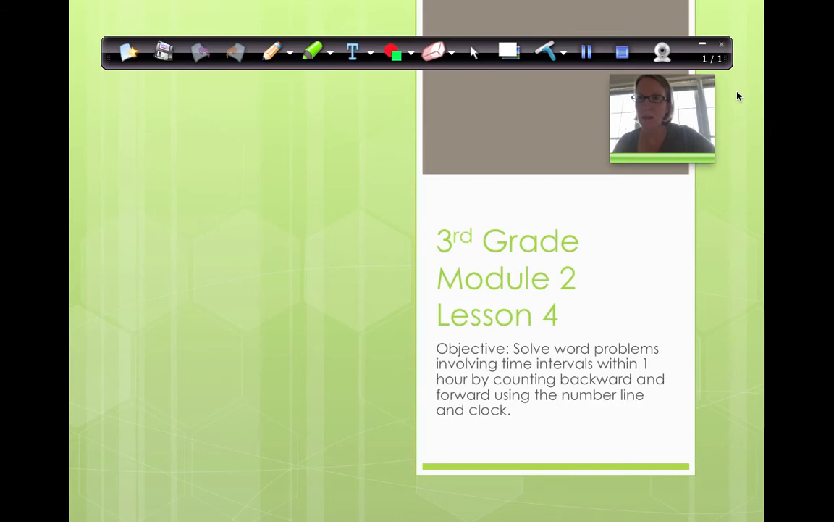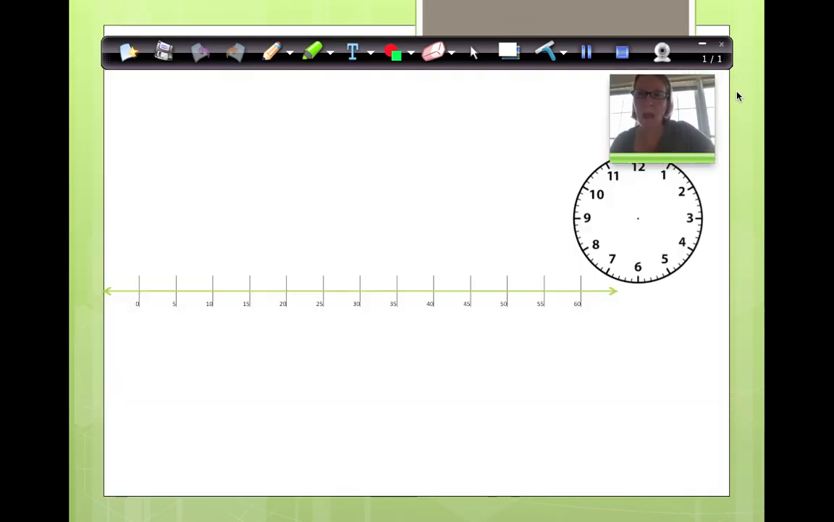The first lesson that we're going to do together is the third grade math curriculum, Module 2, Lesson 4. And our objective is that we're going to solve word problems involving time intervals within 1 hour by counting forward and backward using the number line and the clock. Now, before we get started, please find your template that has your clock and your number line on the back. You're going to use those as we're working, okay?